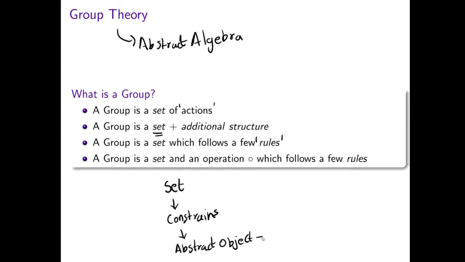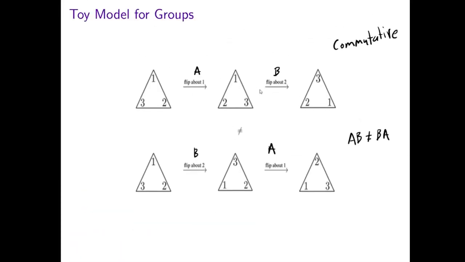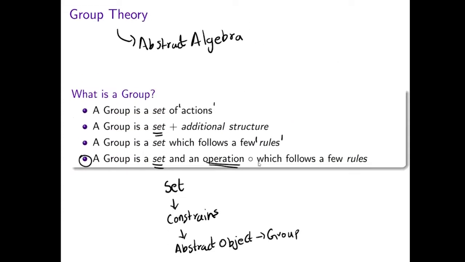in this case, we want the abstract object to be a group. So we have to set our constraints or rules in such a way. Well, I think this is the right way to approach it. A group is a set and an operation, because at the end of the day, combining these is also important rather than just the elements themselves, which follows a few rules. So a group is a set, and an operation which follows a few rules.